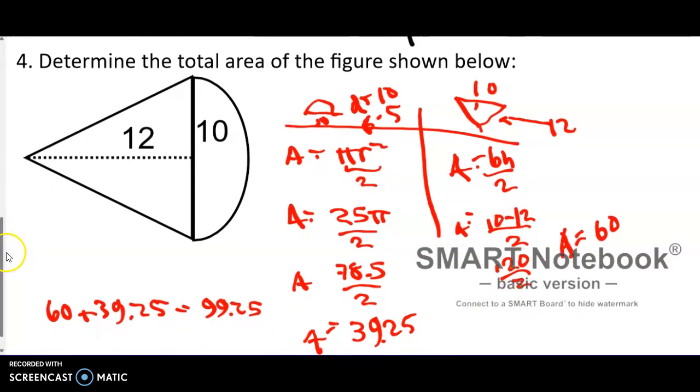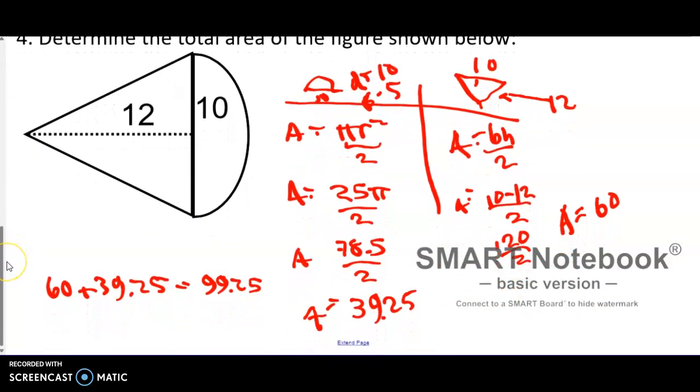Number four, you need to make two composite shapes. One is a triangle, another one is a semicircle. The formula for a triangle is area equals base times height divided by 2. The base is 10, the height is 12. You divide 120 by 2. The area of the triangle is 60.